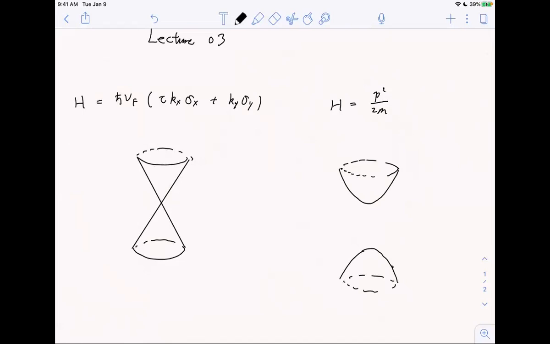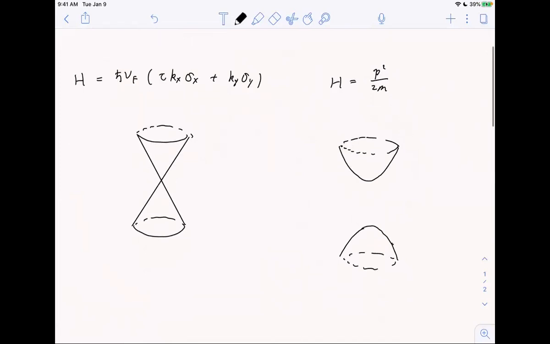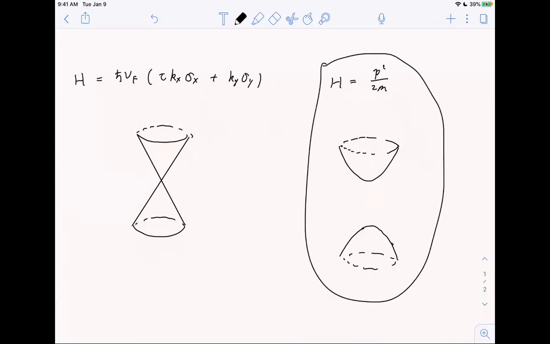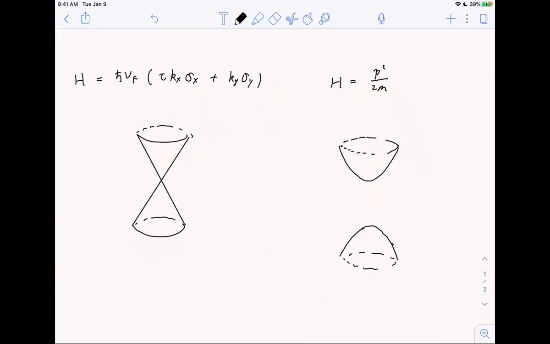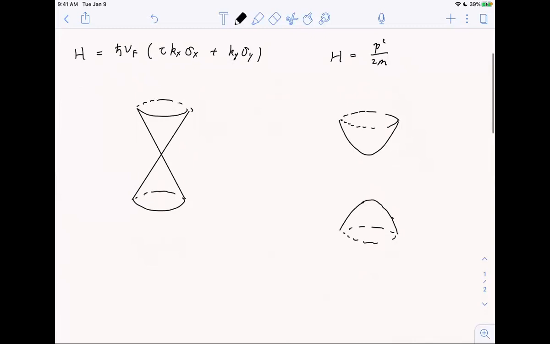I mean, you can assume both of them are 2D systems. For conventional systems, like semiconductor quantum wells, or maybe in gallium arsenide, the dispersion is described by this conventional Hamiltonian with this quadratic relationship. So far, we only learned this in a kind of theoretical way, okay? But in experiment, it's actually not easy to distinguish them.